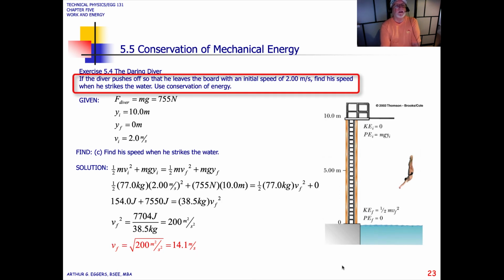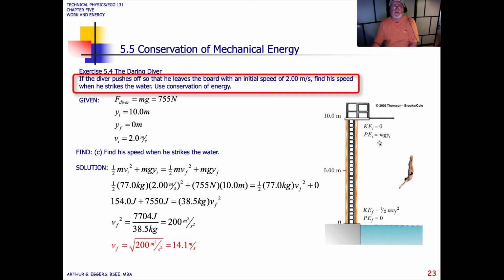Okay, so now they're saying if the diver pushes off so that he leaves the board with an initial speed of 2 meters per second. Remember, in the last problem he just dropped off. He started at 0 and he just dropped off. Now we're going to have him jump off, so he's going to have an initial speed of 2 meters per second. We want to find his speed when he hits the water, using conservation of energy.